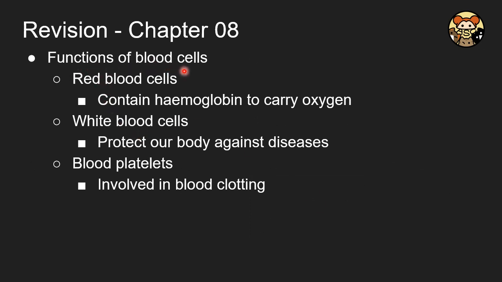And here are the functions of different blood cells. Red blood cell contains hemoglobin to carry oxygen, and then white blood cell protects your body against disease, and then blood platelet is involved in blood clotting.